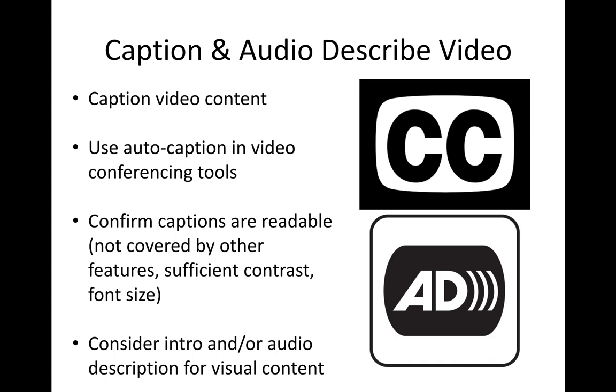And then if you're going to be showing a video, I would also encourage you to consider doing an intro for that video that tells someone who isn't able to see the video what happens in it, or do audio description for the visual content. And audio description is basically a track that people can have, sort of like captions, except it explains what's visually happening on the screen.